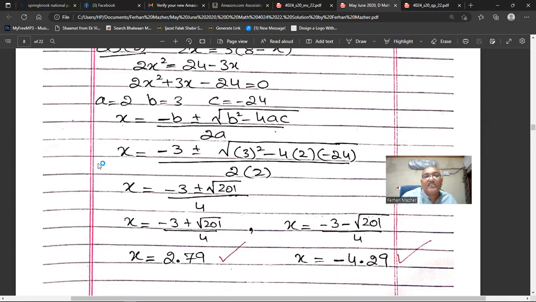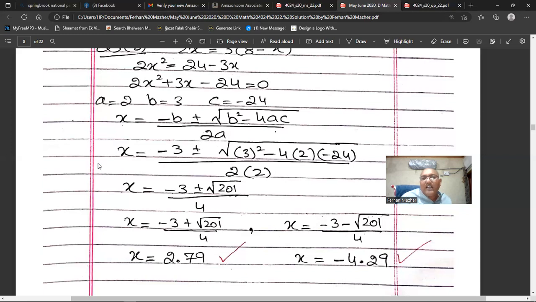So minus 3 plus minus the square root under the radical, we have 3 squared minus 4 into 2 into minus 24, and divided by 2 into 2. So minus 3 plus minus under the radical, it will become 201, and when you divide by 4, there are 2 options. One is x equals minus 3 plus square root of 201 divided by 4, and the other one is x equals minus 3 minus under root 201 divided by 4.